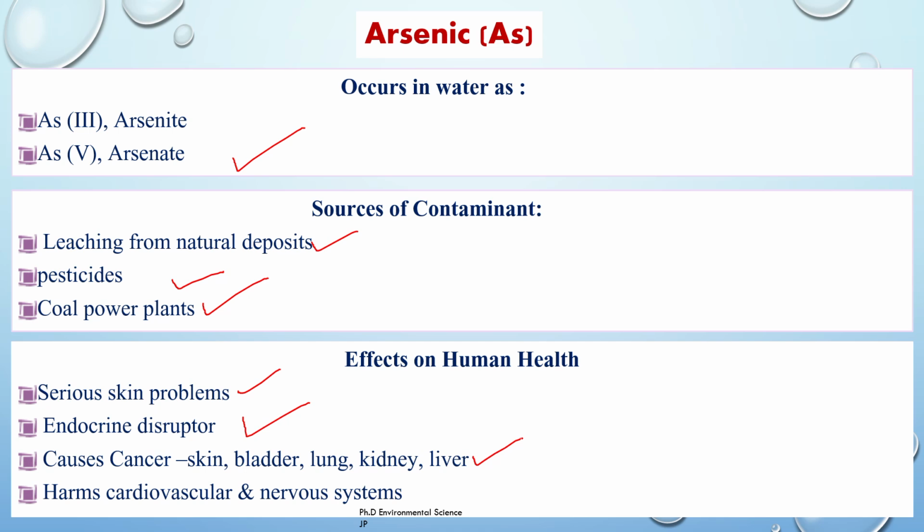liver cancer. Arsenic exposure can harm the cardiovascular system, leading to high blood pressure, arteriosclerosis, which means hardening of the arteries, and increased risk of heart disease and stroke. Chronic arsenic exposure can also affect the nervous system, causing symptoms such as nerve damage, cognitive impairment, and other neurological disorders.